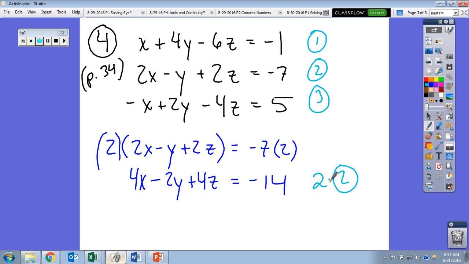Okay, again, I could have just looked at 1 and 3, but this is going to be even sweeter because I'll get rid of 2 variables at once. Now all I'm going to do is write equation 3 right here. That's all I'm going to do. So equation 3 reads negative x plus 2y minus 4z is equal to 5. This is just equation 3.